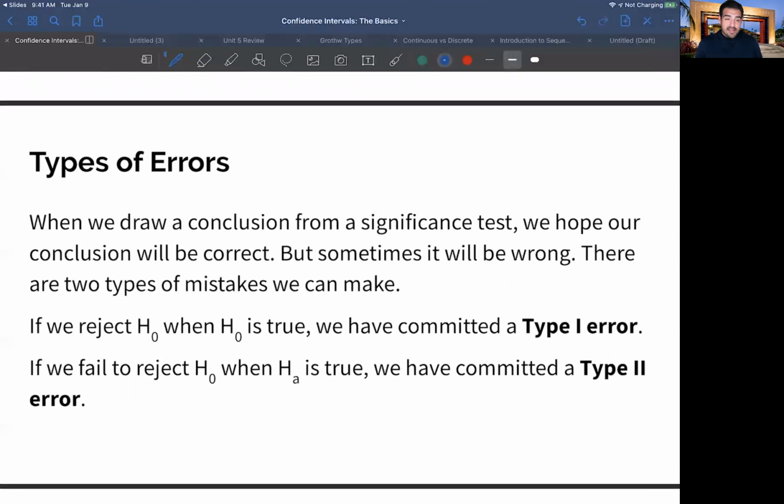If we reject the claim when it's true, right? We reject the claim even though it's true, we have committed a type 1 error. We call that a type 1 error. We reject the claim even though it's true.